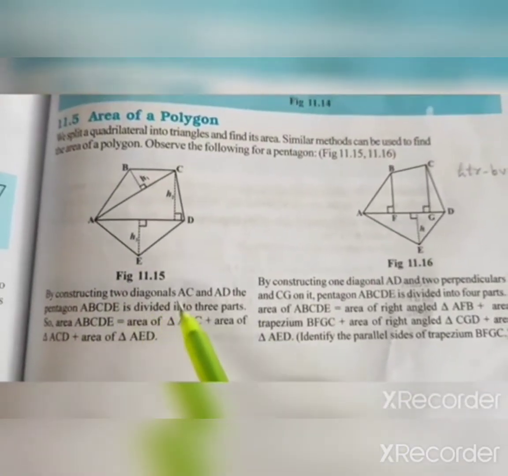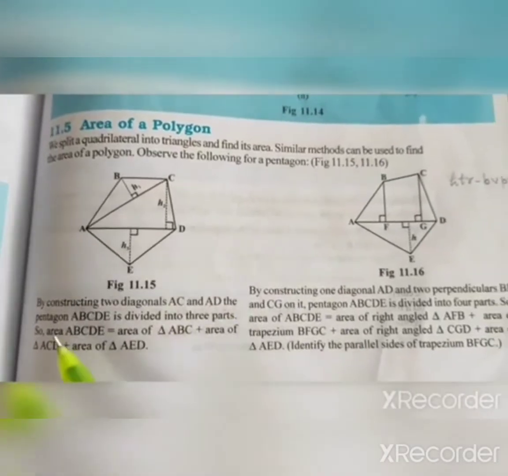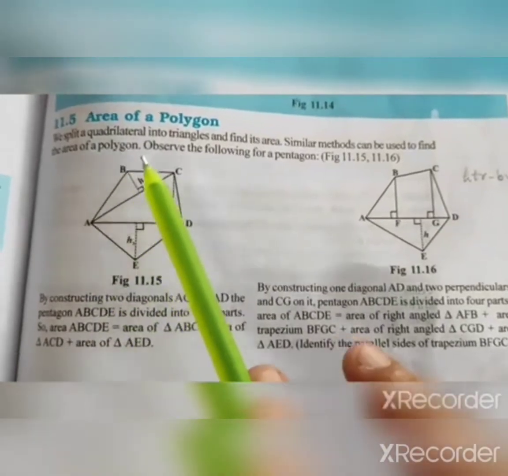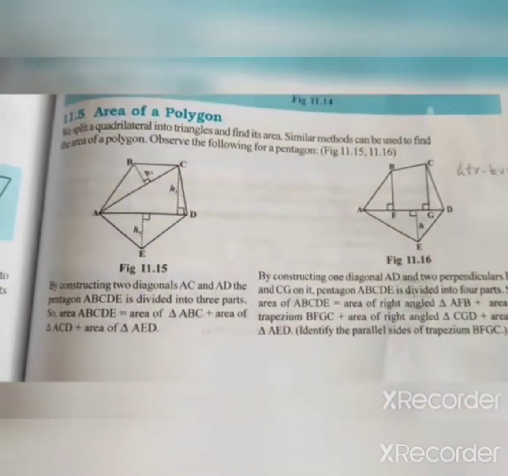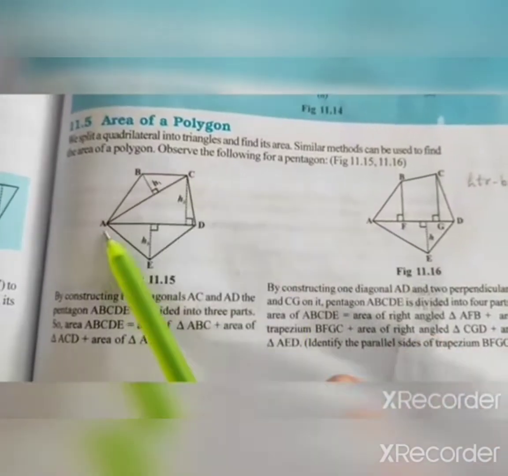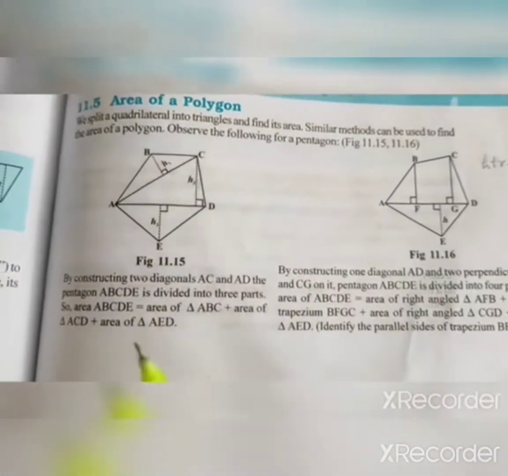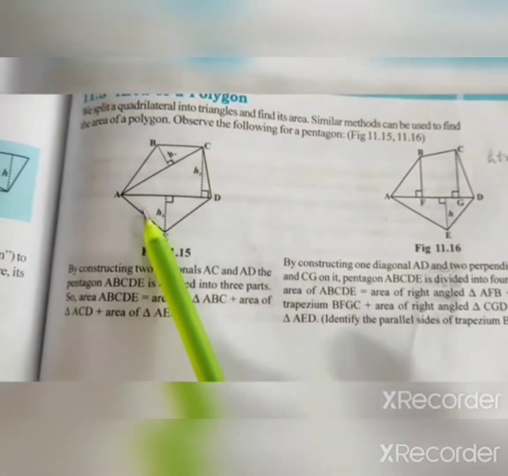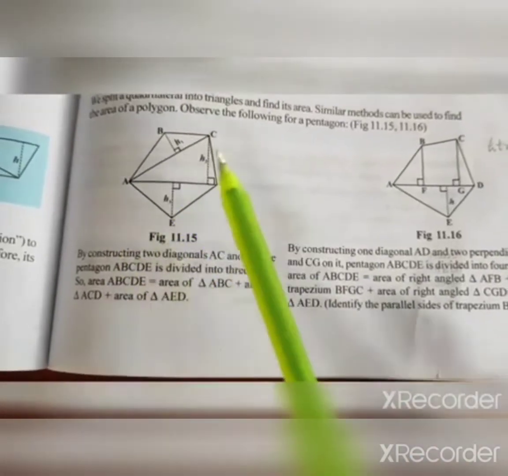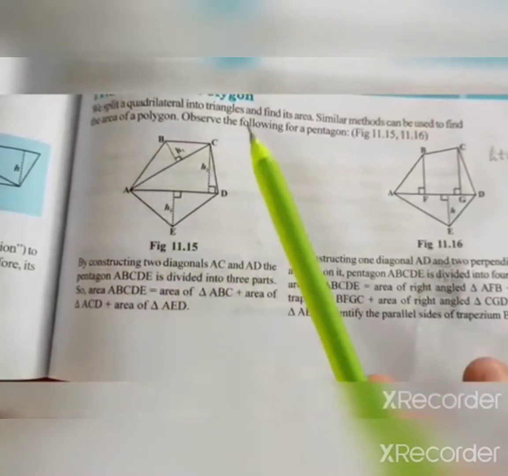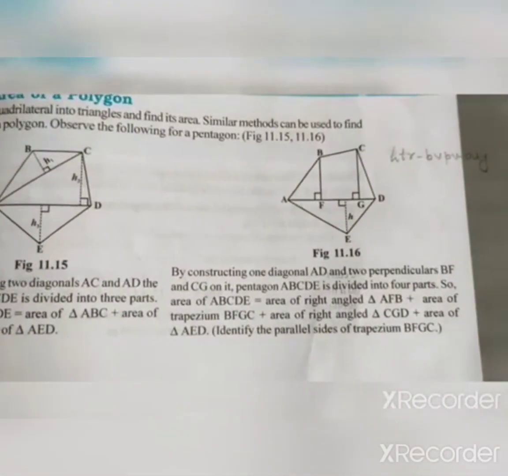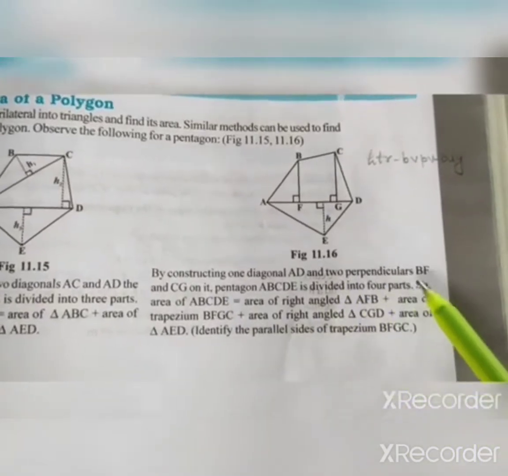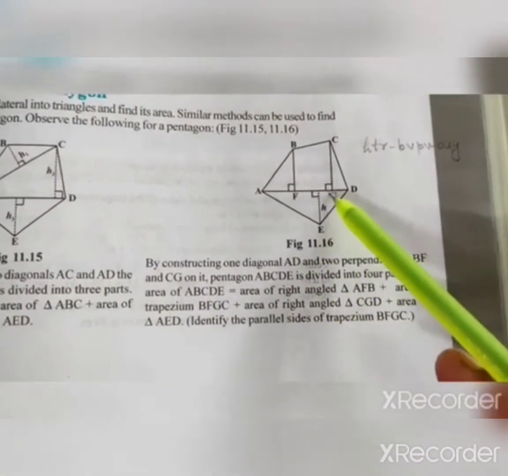By constructing two diagonals AC and AD, the pentagon ABCDE is divided into three parts. So the area of ABCDE is the area of triangle ABC, area of triangle ADE, and area of triangle ADC. Okay. Now in the same way, by constructing one diagonal AD and two perpendiculars BF and CG on it, we get another way.